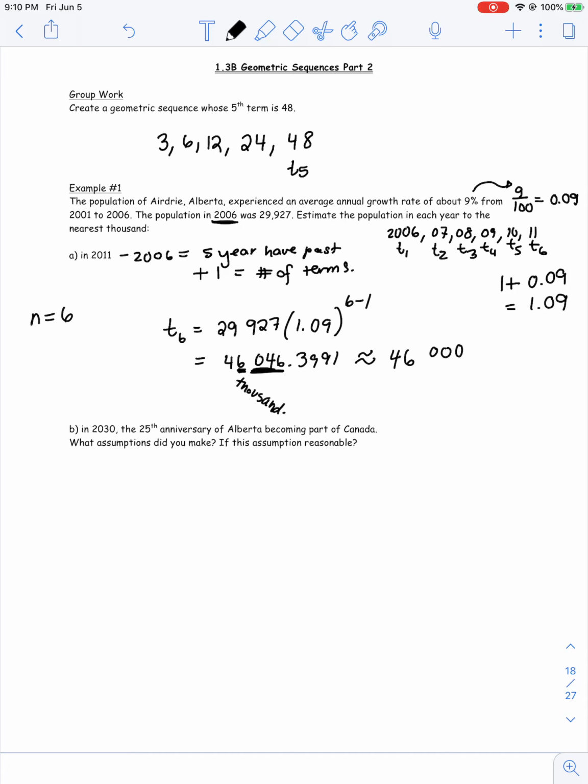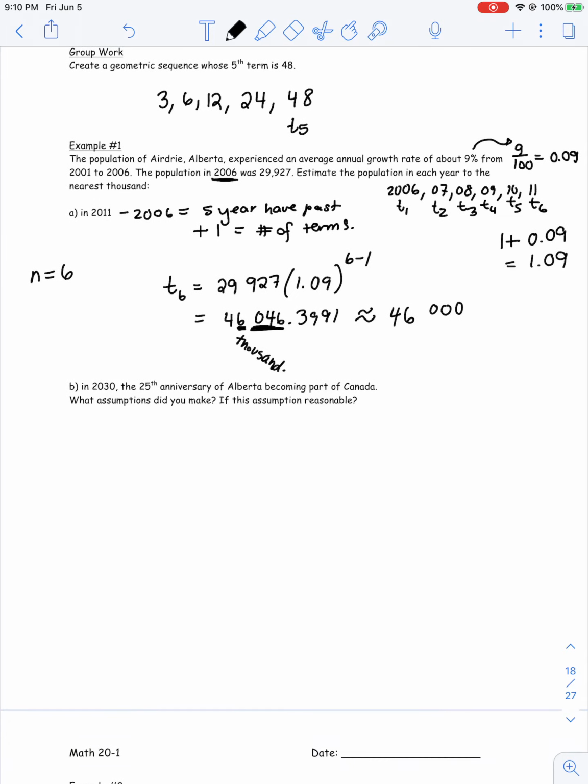So they want us to find now 2030. Well, we're going to use the same ideas, except we need to figure out what term we're talking about. So step 1, take 2030, subtract 2006. That's going to give us 24 years, but we have to add 1 to give us 25 terms. So we know that there's 25 terms in this sequence.